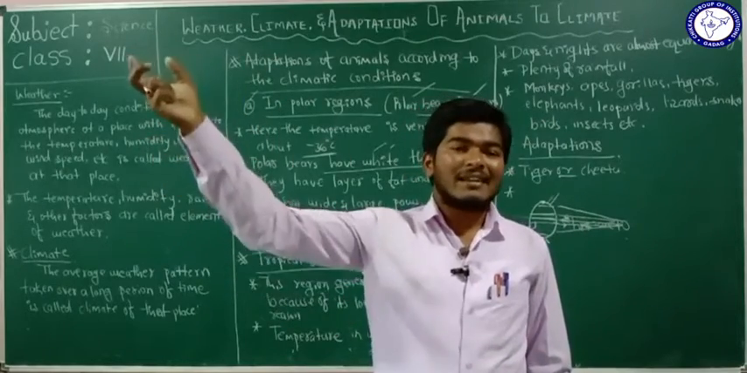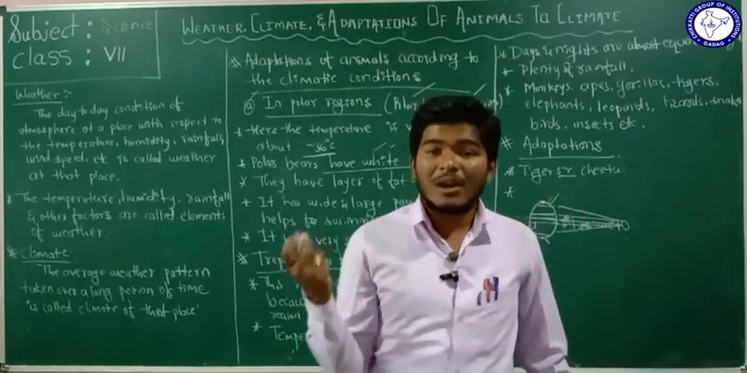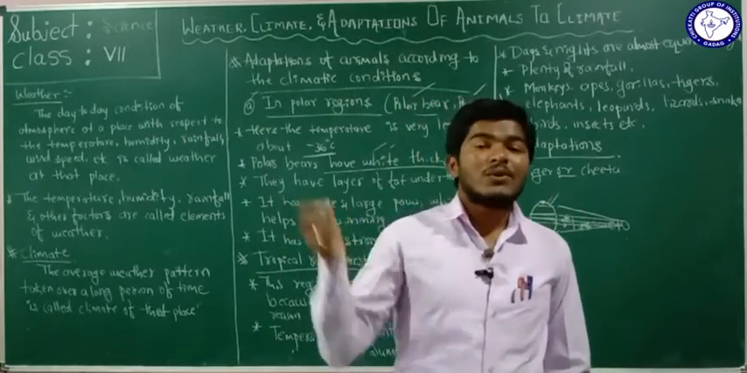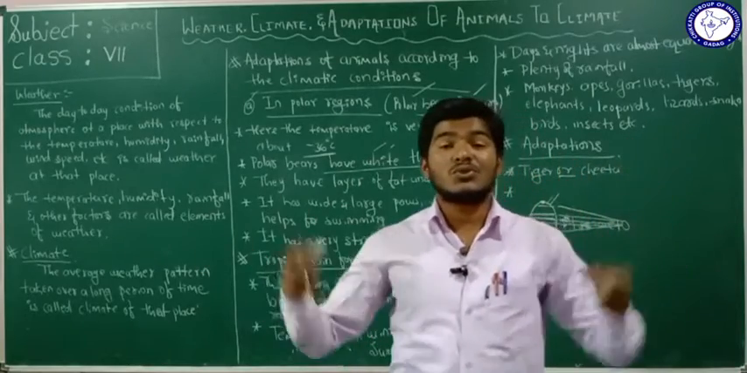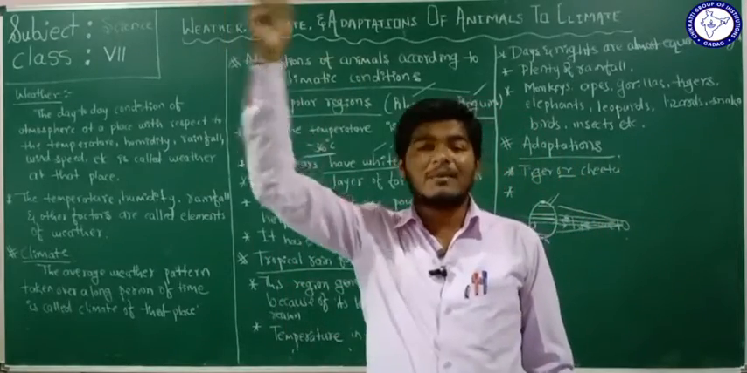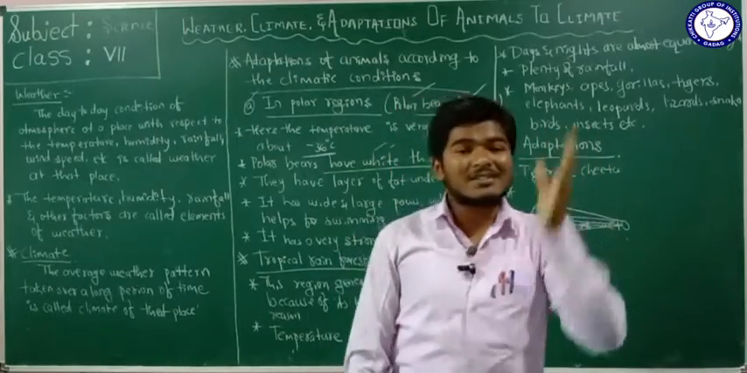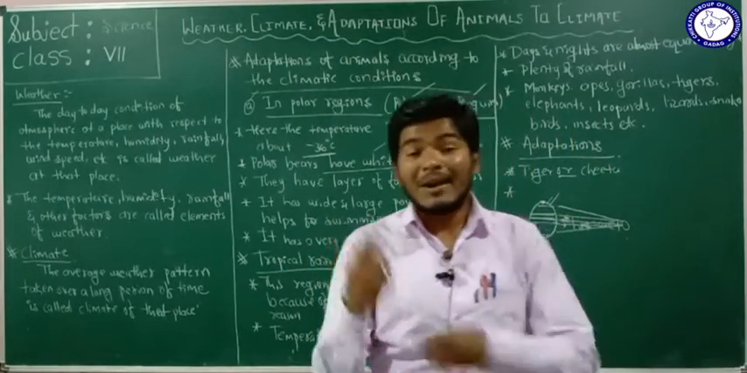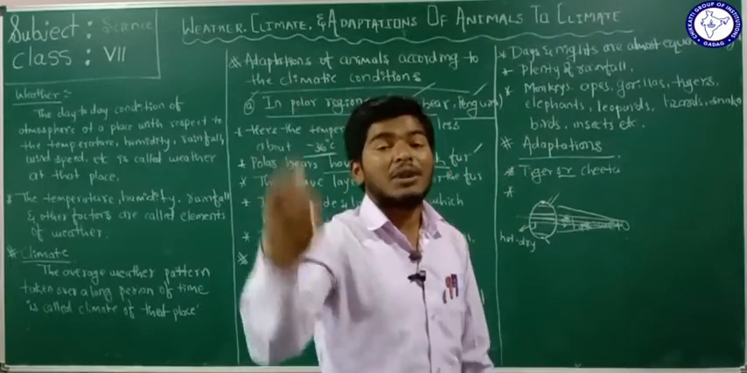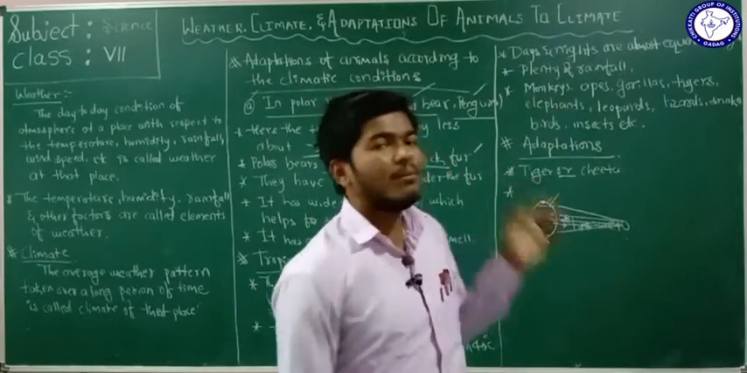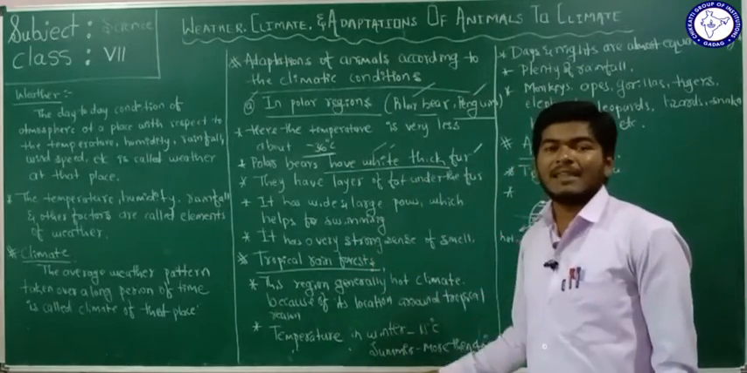Why? Because in the deserts they don't get a good amount of water. So therefore, to live in such a condition, the animal has an adaptation to store water for a long period of time. It is one of the adaptations which we are going to see in the camel. So such adaptations are developed in the animals according to the climatic conditions in which they are going to live. So this is all about adaptations, how the adaptations are adapted by the animals according to the climatic conditions.